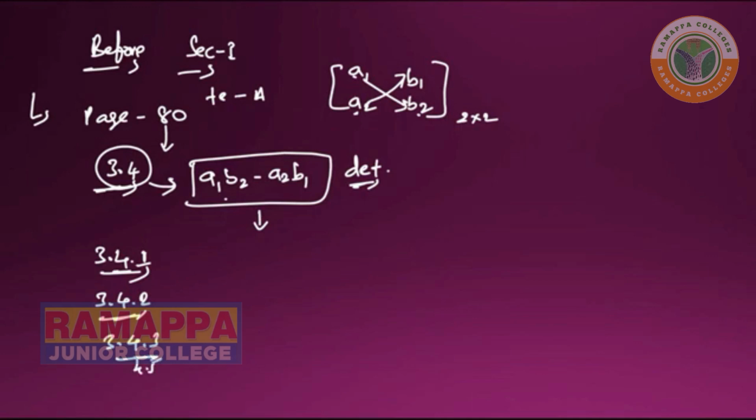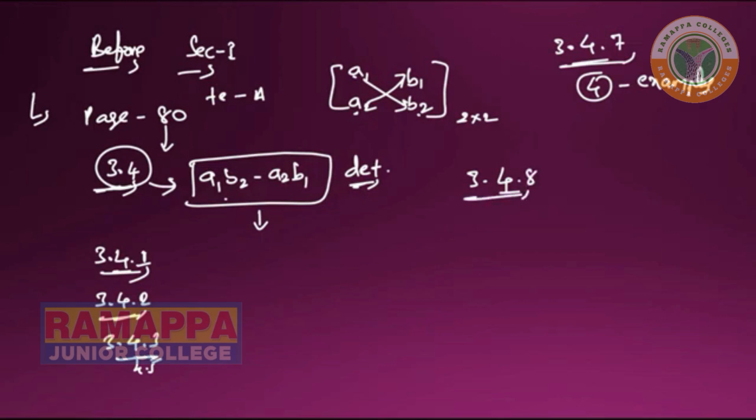Here 4.5 is there, and here are some examples in 3.4.7. There you will find 4 examples. These are very important examples for 2 marks questions, I am telling you. After that, 3.4.8 is the properties of determinants.